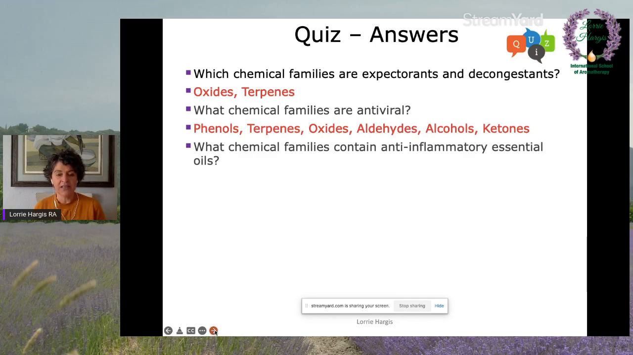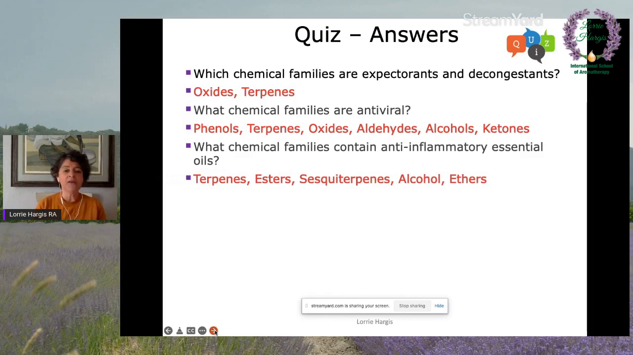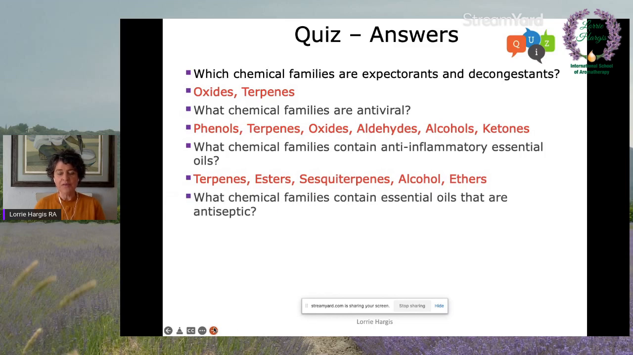Okay, so let's look here. So we've got terpenes, esters, sesquiterpenes, alcohol, ethers, and you do have phenols too. You have some in those too. So this is great. You guys are doing a great job. What chemical families contain essential oils that are antiseptic?